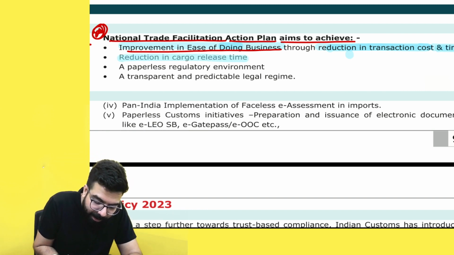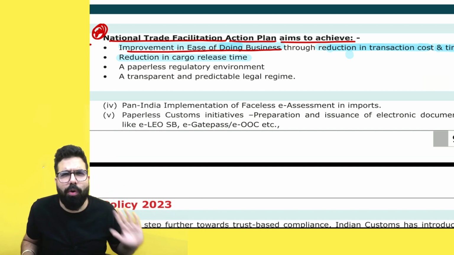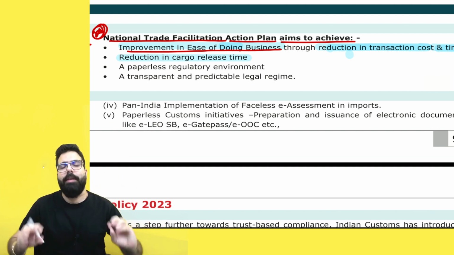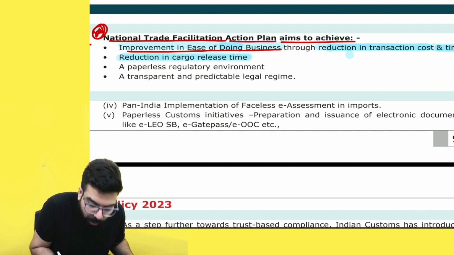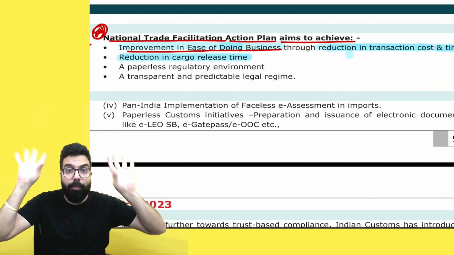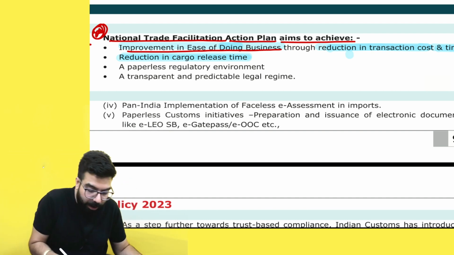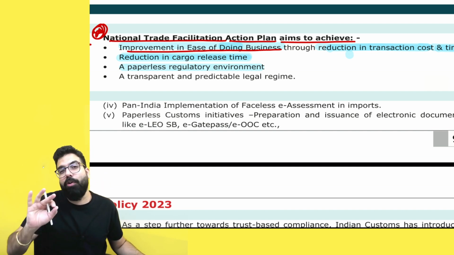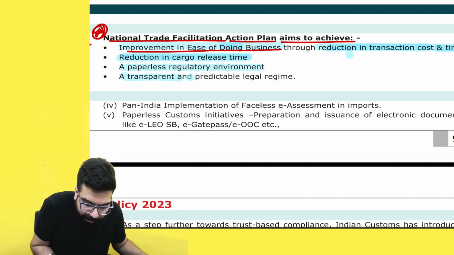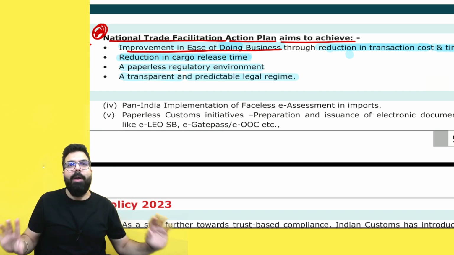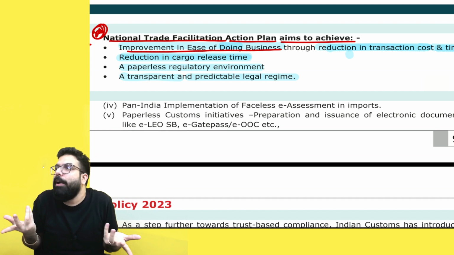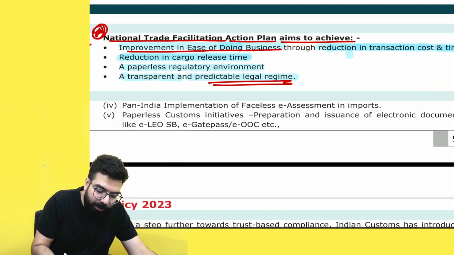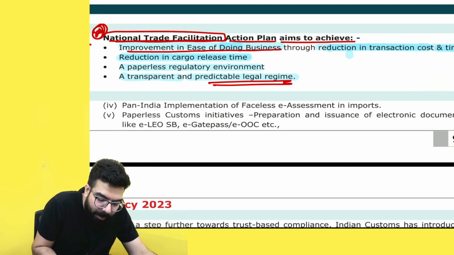Okay. Reduction in cargo release time. They will not hold the cargo for a longer time. If anyone wants to export or import, they will release it. Their main aim is that import and export related cargo should be immediately cleared and not held for a longer time. Paperless regulatory environment: everything should be paperless, done electronically. A transparent and predictable legal regime: it should not be that I'm importing and exporting and I don't know what the rate will be. A transparent legal regime should prevail, and that is the main action plan of the National Trade Facilitation.